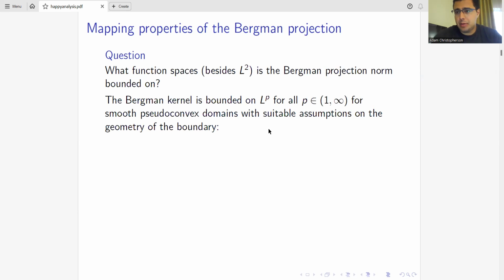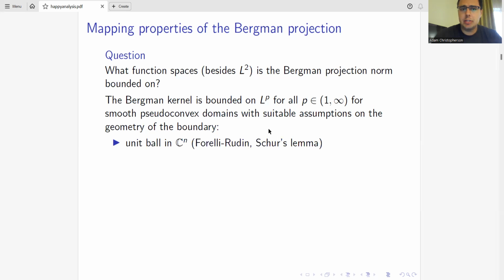Just as with the Hilbert transform, for example, you have a full range of LP boundedness from p equals 1 to infinity on many types of domains. So in particular, we require at minimum a C infinity smooth pseudo-convex domain with some additional assumptions on the geometry of the boundary. Now, if you're a real analyst, pseudo-convexity perhaps isn't all that important to you. It's an important condition in several complex variables. It has to do with something called the Levi form. And crucially, pseudo-convex domains are preserved under biholomorphism. So if you have a pseudo-convex domain, you apply a biholomorphism to it, the output remains pseudo-convex. But I suppose it's not all that important for today.